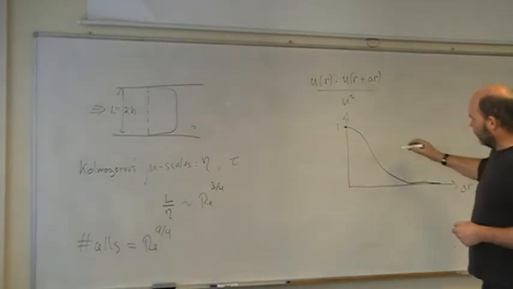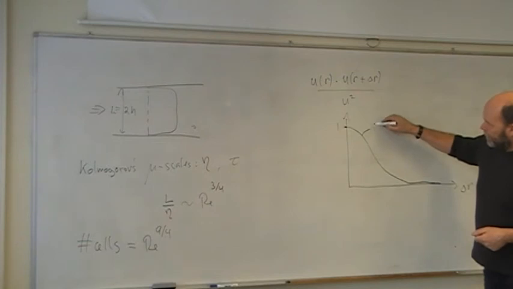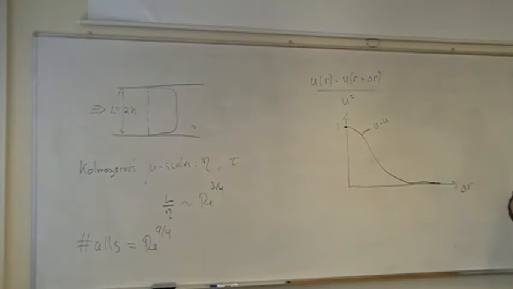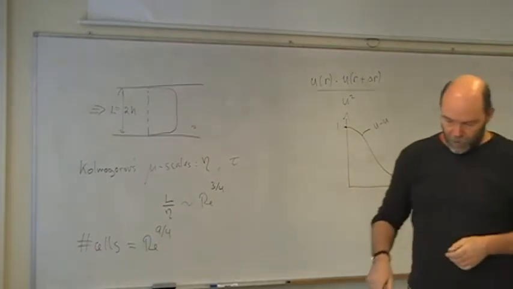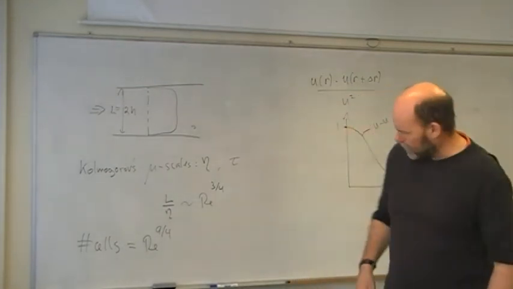So this one will now be u, meaning velocity in the streamwise direction, while, we don't call it like that. How do we call it?